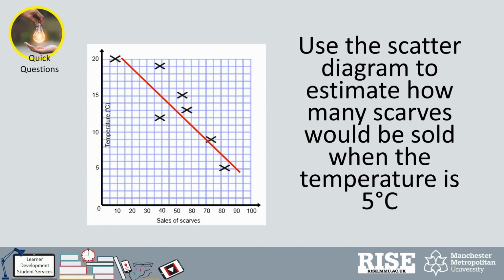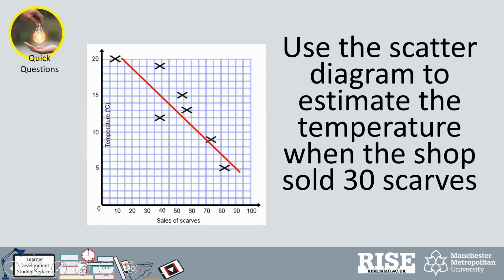What about here? Can you use the scatter diagram to estimate how many scarves would be sold when the temperature is 5? Read across from the y-axis at 5 until you hit the line and read down. I'd estimate 90 scarves.